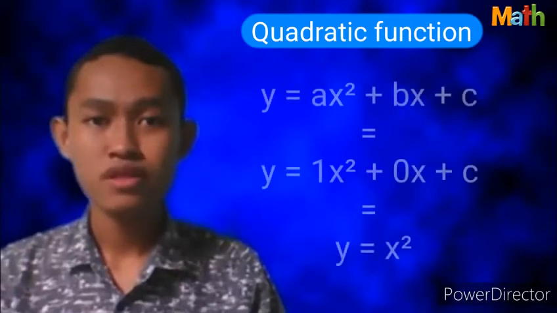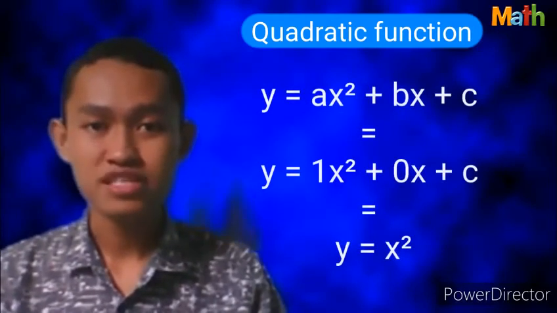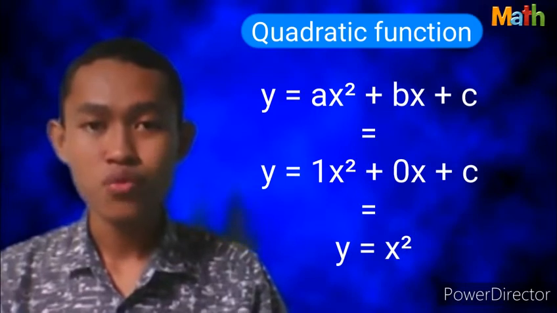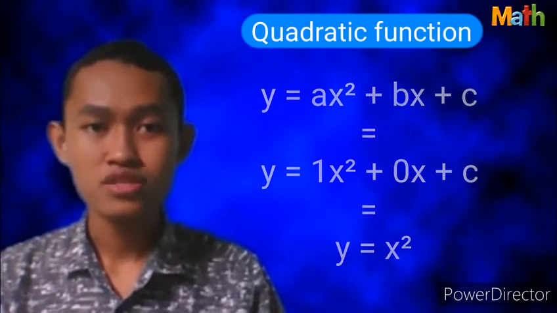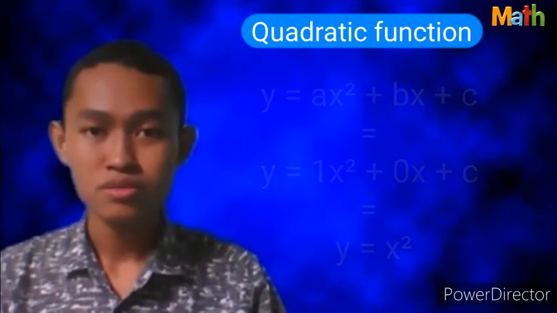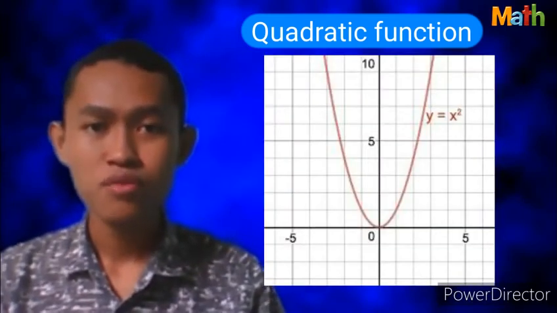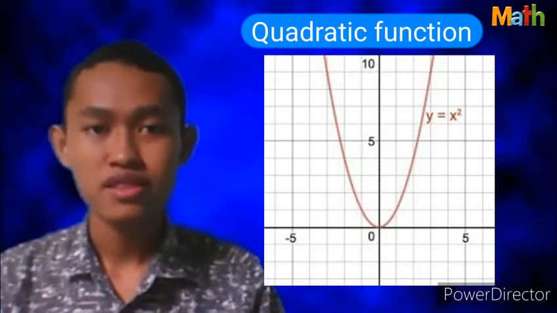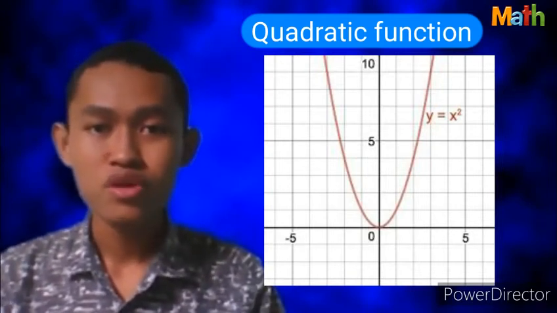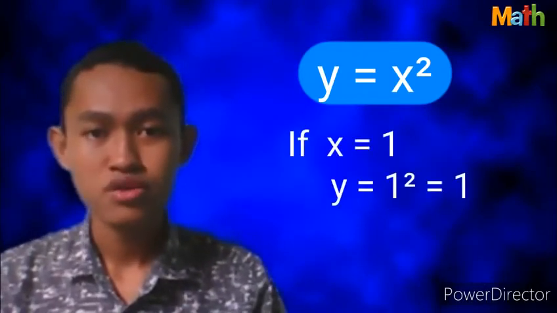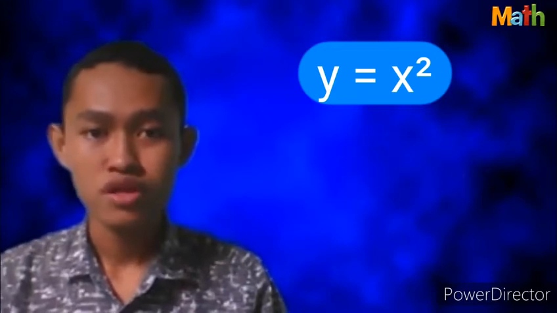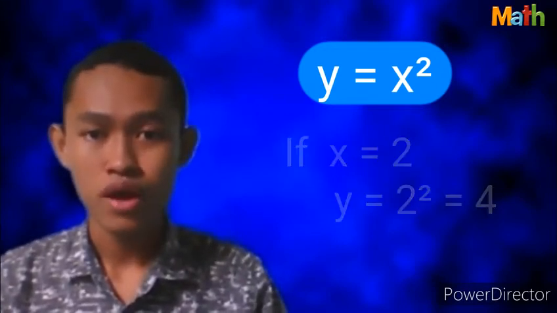First things first, let's take an example from this form, y equals ax squared plus bx plus c, where a is equal to 1 and b and c are both equal to 0. What we get is y equals x squared, and the graph will look something like this. If you plug in the numbers for x, you would get this particular graph. If you plug in 0 for x, you'd get 0 for y. If you plug in 1, you'd get 1 for y. If you plug in 2, you'd get 4 for y, and so on and so forth.